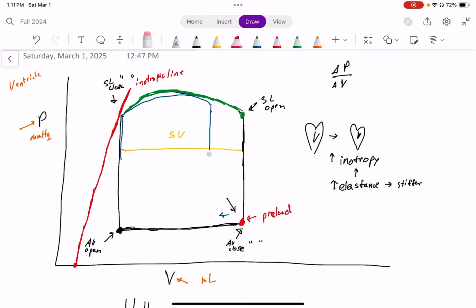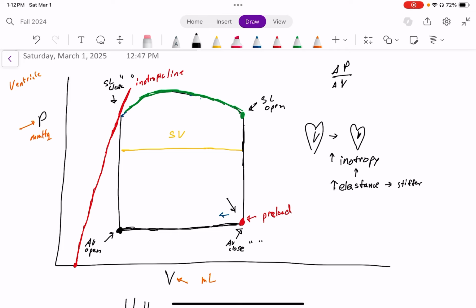Now, there's another principle here, and it's called afterload. But afterload is not what you think it is. You might think, oh, preload is the amount of blood in the ventricle before it contracts. Afterload is what it is after. No, that's wrong. Afterload is the resistance that the blood experiences as it leaves the ventricle.